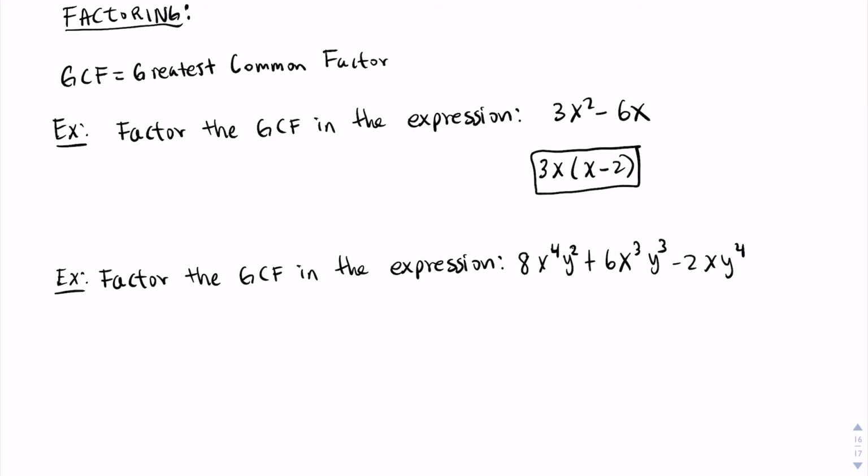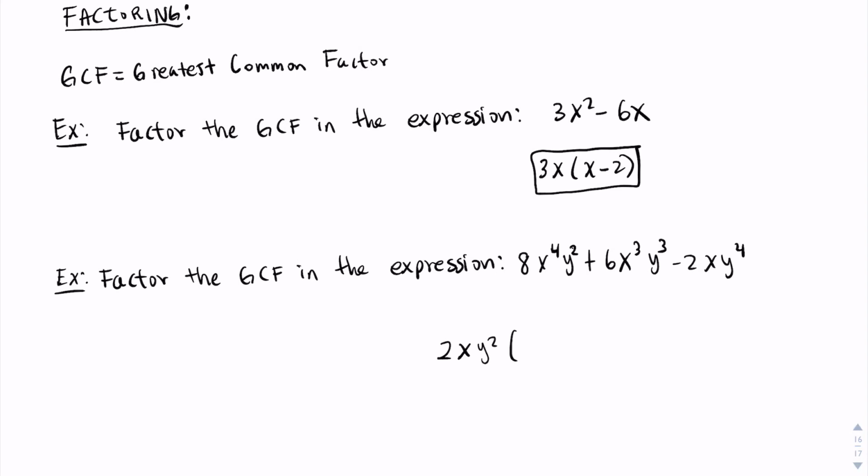Looking at just the numbers 8, 6, and 2, we are able to factor out the 2 from all of them. That's the greatest factor that we can pull out from them. What about x to the 4th, x to the third, and x? Just x, right? And y squared, y to the third, and y to the fourth? Just y squared. So the GCF that we will be factoring out will be 2x y squared.